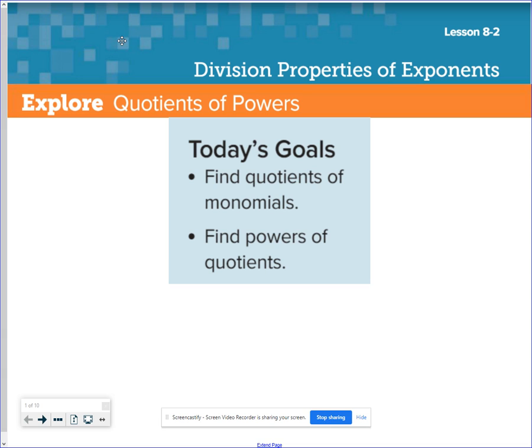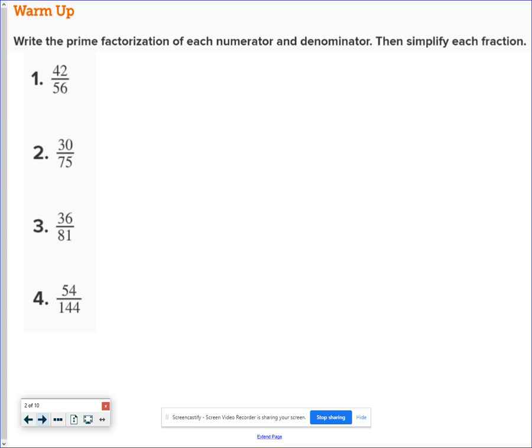Remember, monomials means I don't have any addition or subtraction in there. It's just multiplying coefficients or numbers with variables. And then sometimes we'll also find powers of quotients, but that's going to be more like the next lesson. So on your paper for today, or as a warm-up explore kind of an activity, we're talking about prime factorization, just so that we can talk about simplifying and what can maybe cancel out of fractions.